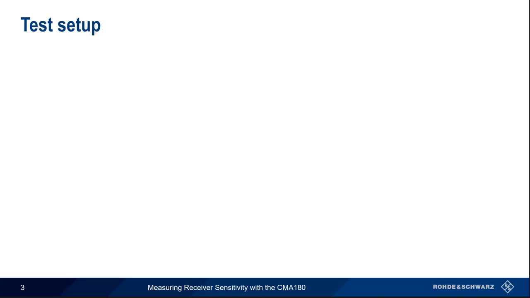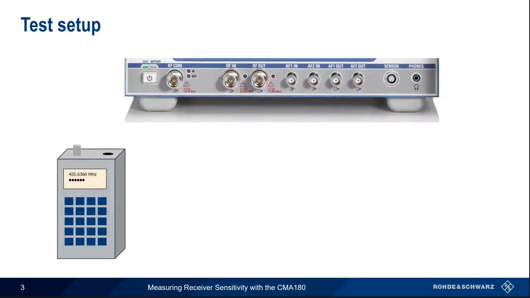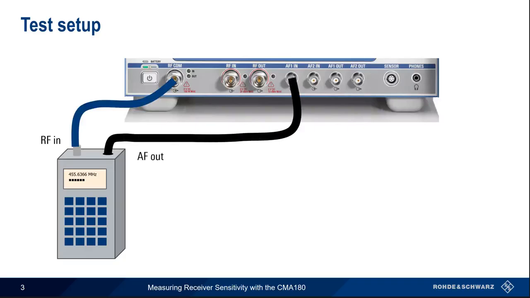In this presentation, we'll be showing how to measure the sensitivity of an FM receiver, although the procedure is essentially identical when measuring AM or single sideband. In order to do this, we have to make two connections from our radio to the CMA180. The first connection will be from RF COM to the antenna connector on the radio, and will carry the modulated RF signal. The second connection is from the audio output of the radio to AF1 in on the CMA180. This will carry the demodulated audio signal back into the CMA180 for analysis.